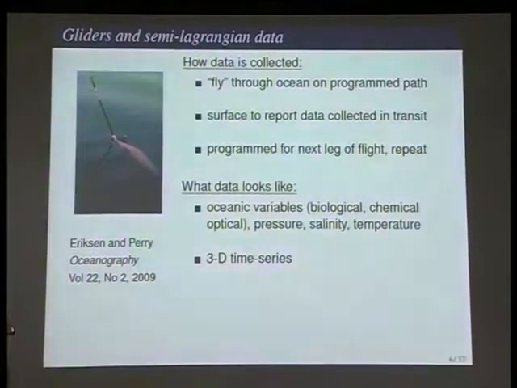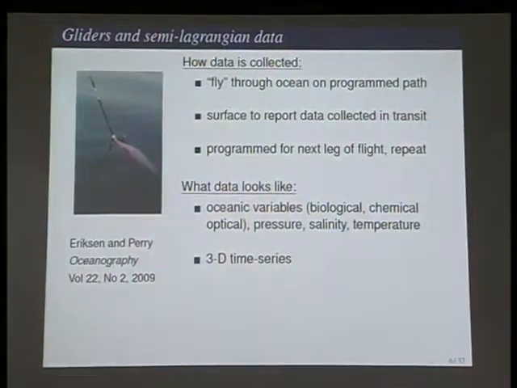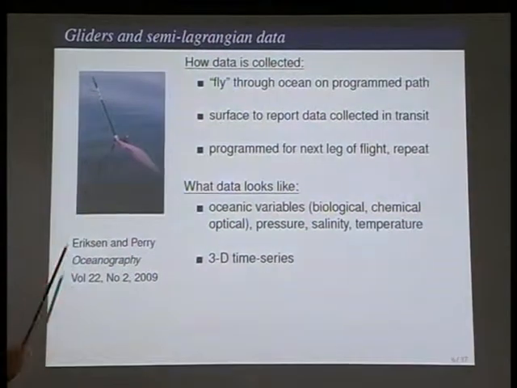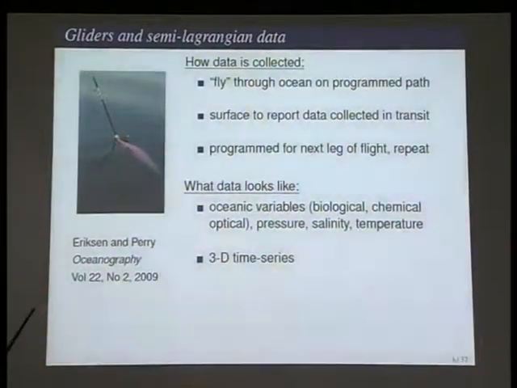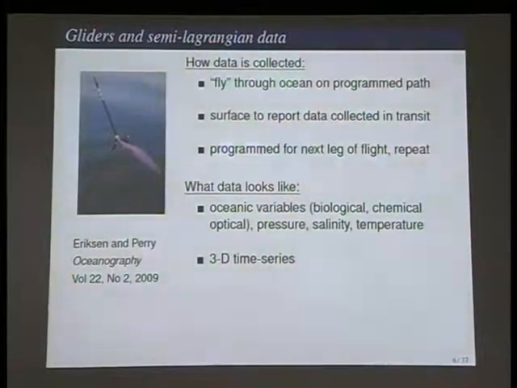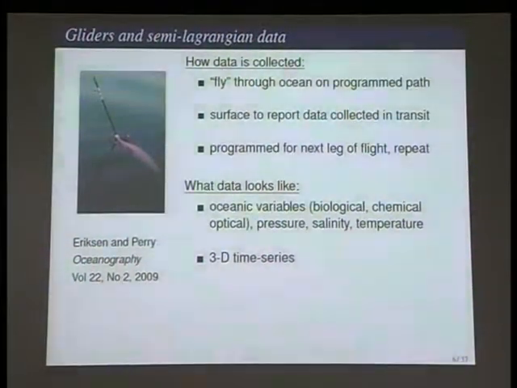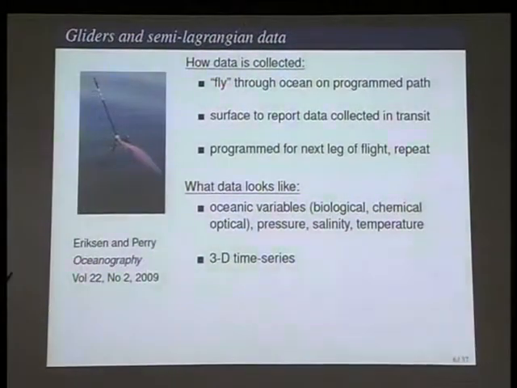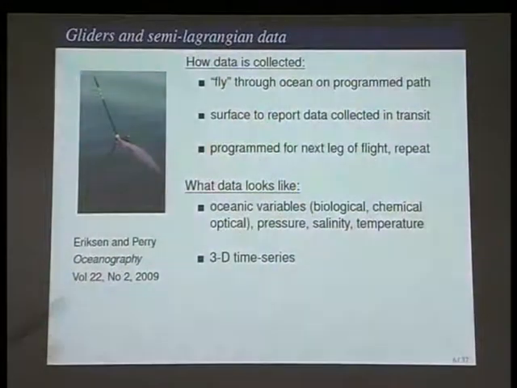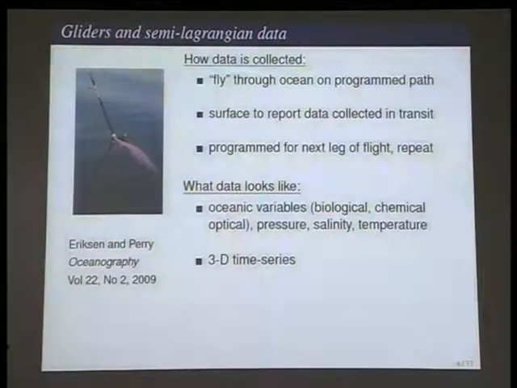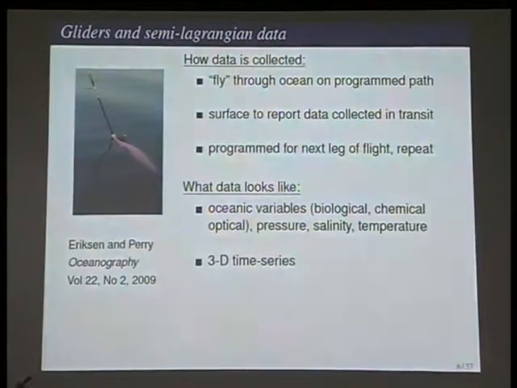Okay, so what does the data look like from these sorts of devices? Well, it's collecting all sorts of data as it goes down. I guess there's all sorts of sensors that can be put on these things. So they could collect biological data, chemical data, optical data, in addition to the sorts of things we normally think about wanting to know, like pressure, salinity, and temperature. And the data it's collecting is effectively a continuous three-dimensional spatial time series.